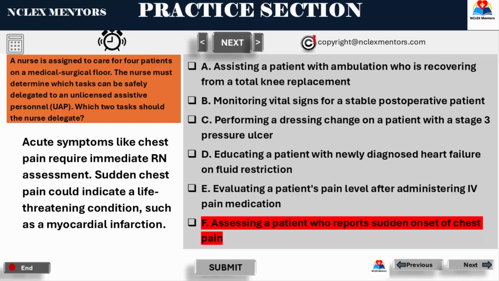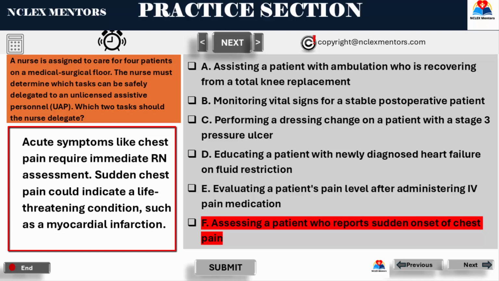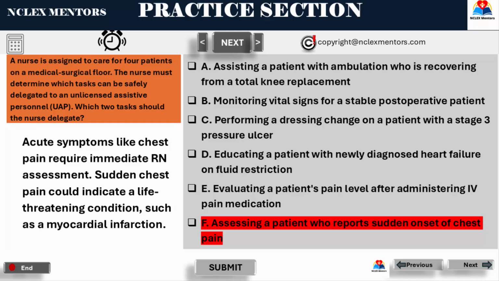F. Assessing a patient who reports sudden onset of chest pain. Assessment of acute symptoms, especially sudden chest pain, is an RN's responsibility. Why? Chest pain could indicate a life-threatening condition, like a myocardial infarction, and requires immediate nursing assessment and intervention.